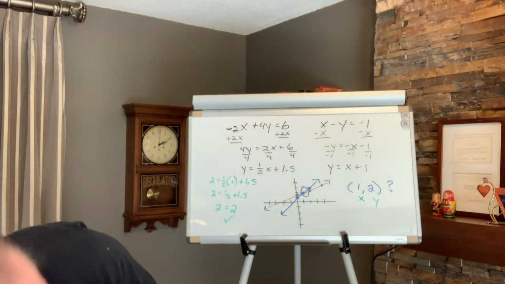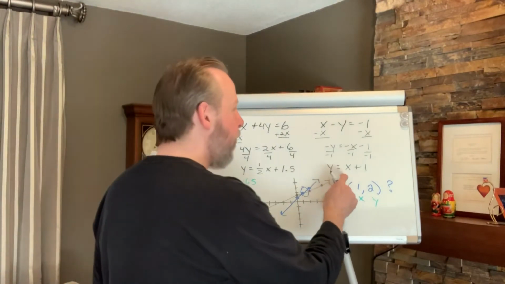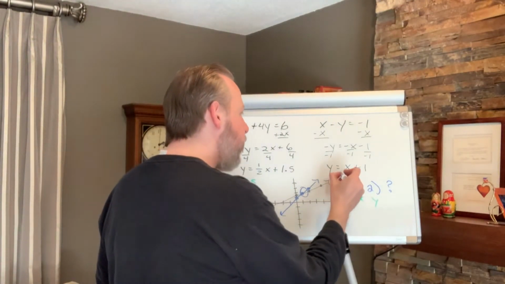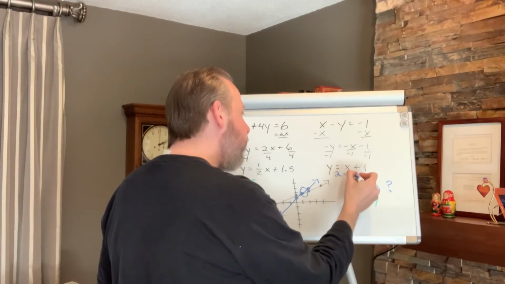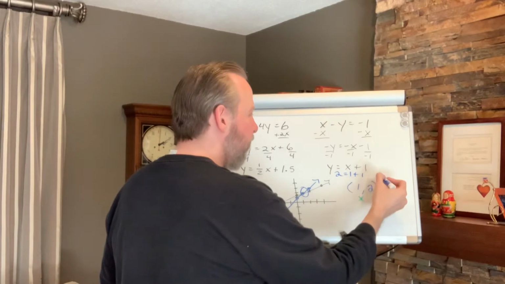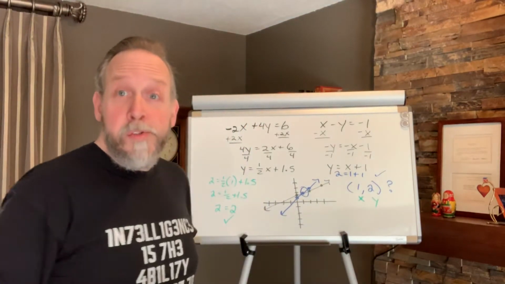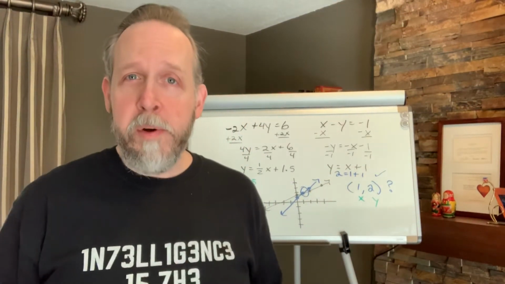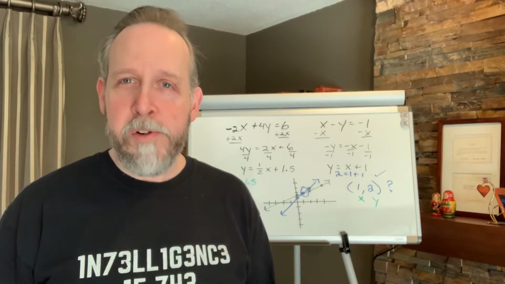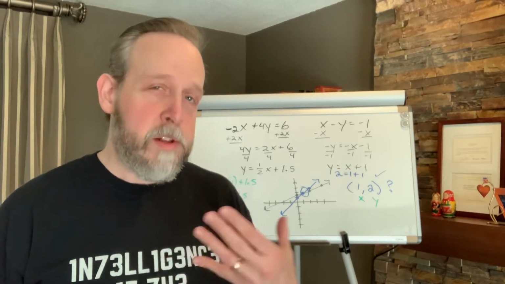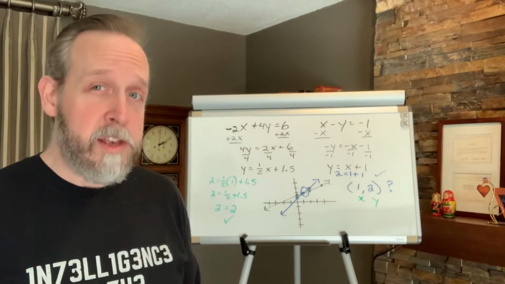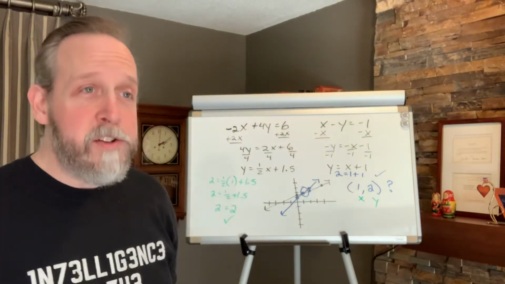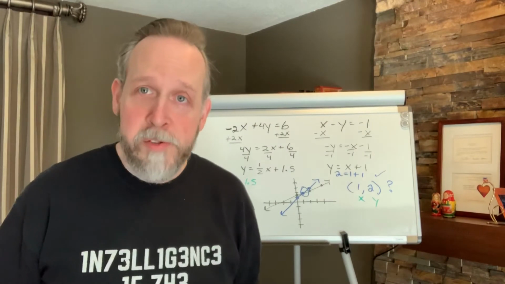The other one, again, should be pretty easy. Let's plug it in right here. Does 2 equal 1 plus 1? Well, yeah, it does. So for both lines, the coordinate worked, and that makes it the solution to our system. So that's another example of how we're going to solve with graphing, in this case unlike yesterday's video, where the equations were not already in slope-intercept form.